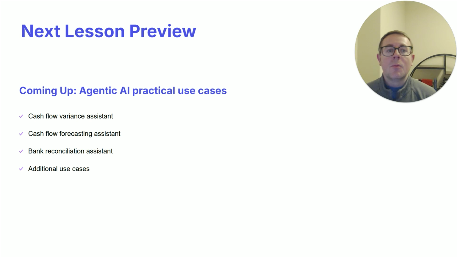Now, in the next chapter, we're going to focus our attention on Agentic AI practical use cases. We're going to look at creating our own cash flow variance assistant. We're going to look at our own cash flow forecasting assistant. We're going to look at creating a bank reconciliation assistant. And then we're going to look at some additional use cases that we should consider when thinking about working with Agentic AI.